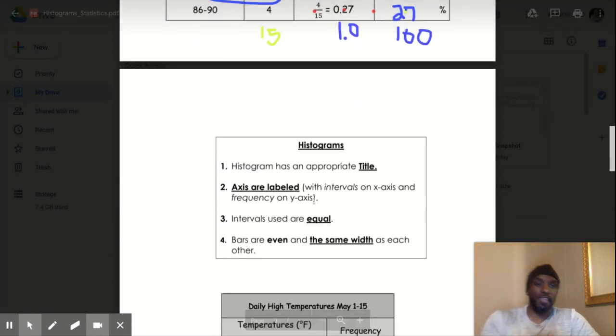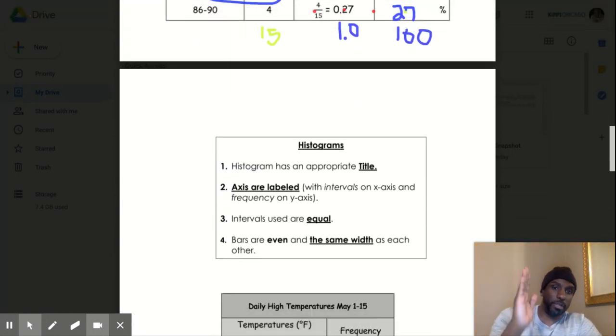Histograms have to have an appropriate title. The axes are labeled with intervals of X and Y: the intervals on the X-axis and the frequencies on the Y-axis. Intervals used are equal, okay? Bars are even. So by equal, they mean this. What is the width of this interval? It's 5. So the next one should be 5.